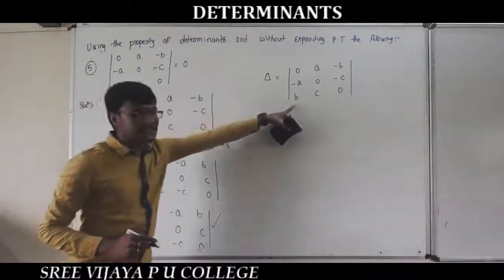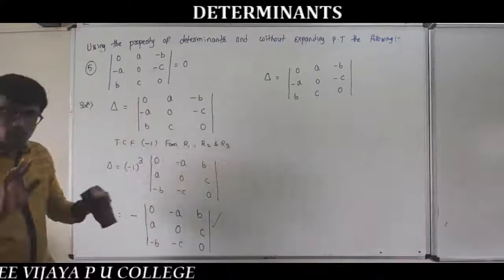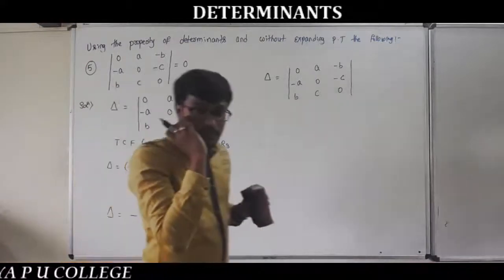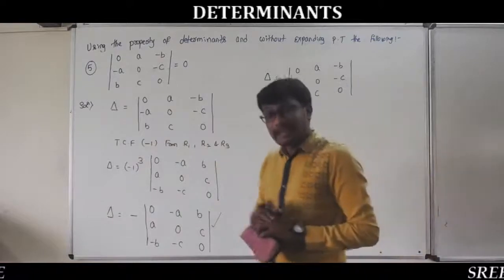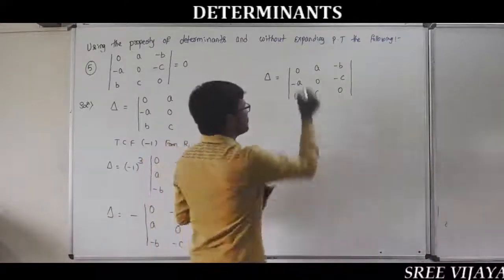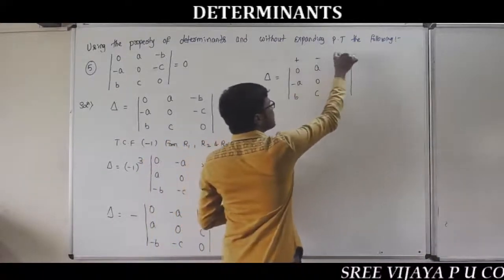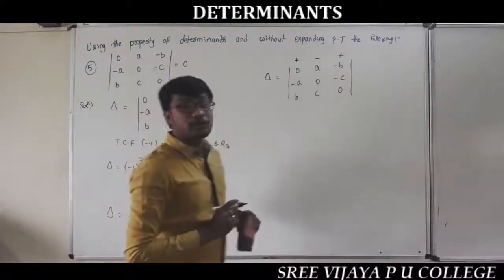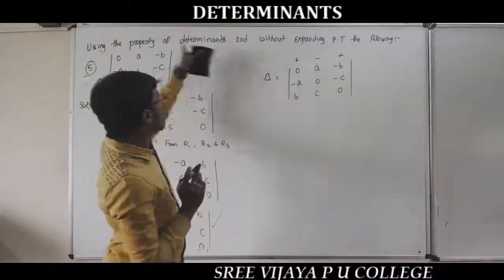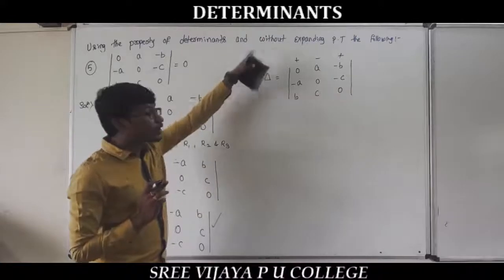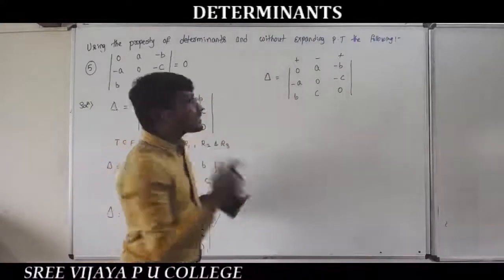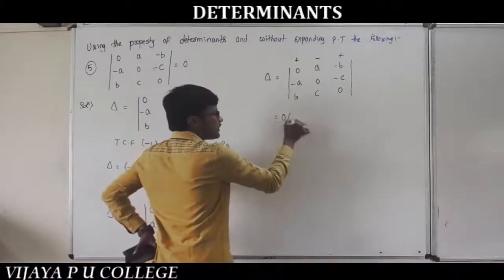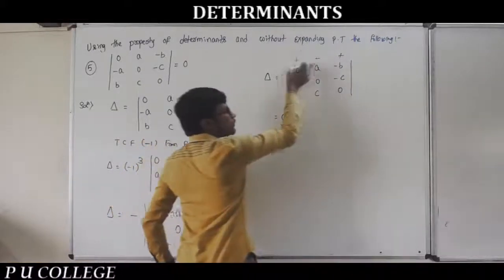See, both are equal. Now, suppose I directly expand with plus, minus, plus signs, the answer should be 0. But according to the problem, we cannot expand directly. First of all, I am expanding to check whether the answer should be 0 or not. For that, we can leave the first row and first column.